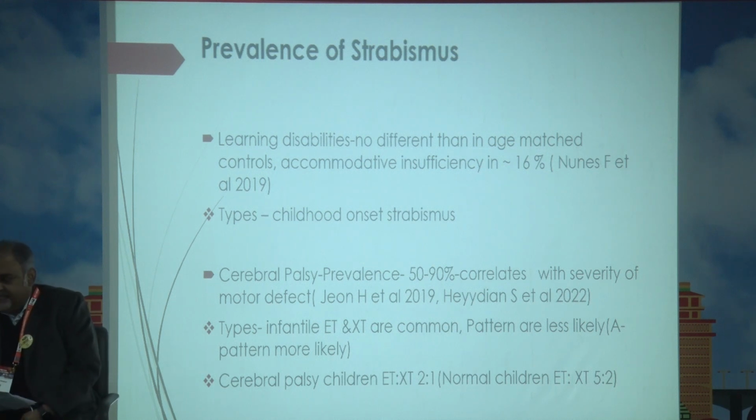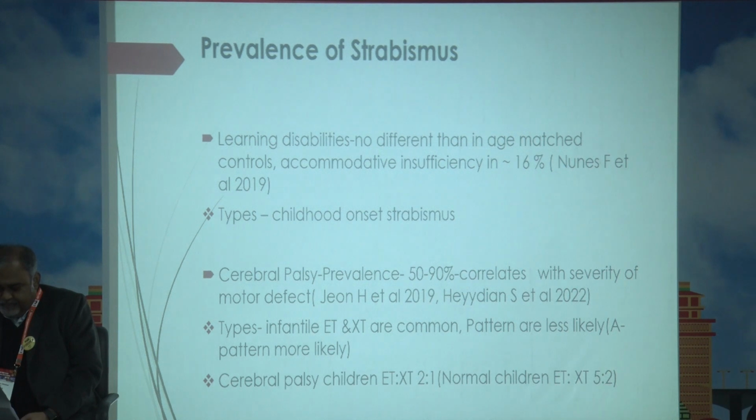Cerebral palsy is the largest group of children with developmental delay which we see in our practice, and the prevalence of strabismus is as high as 90%. Here, both esotropia and exotropia are common, and as compared to a normal population who are not disabled, the ratio of esotropia to exotropia is pretty high, 2:1 as compared to 5:2 for a normal population.